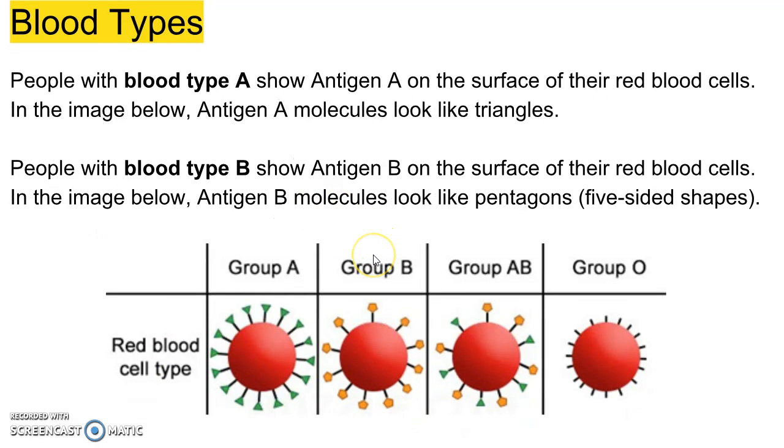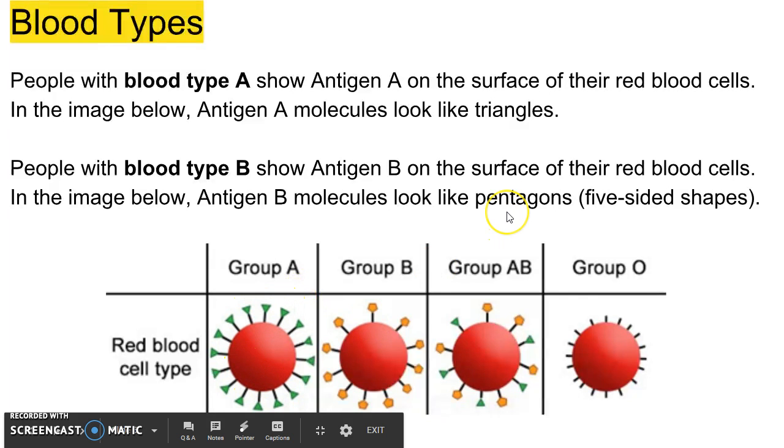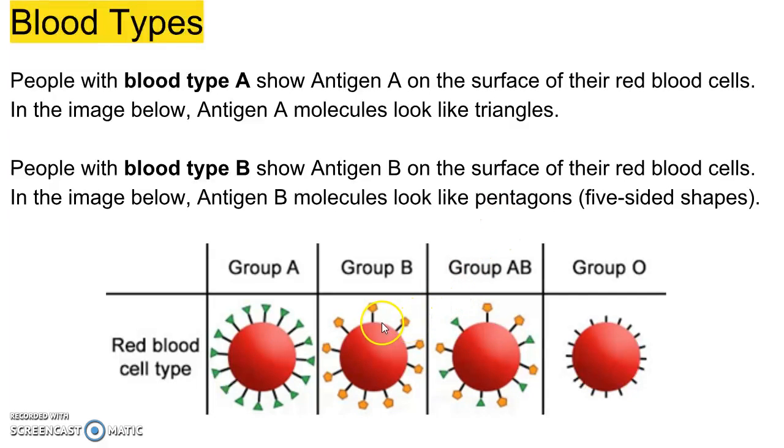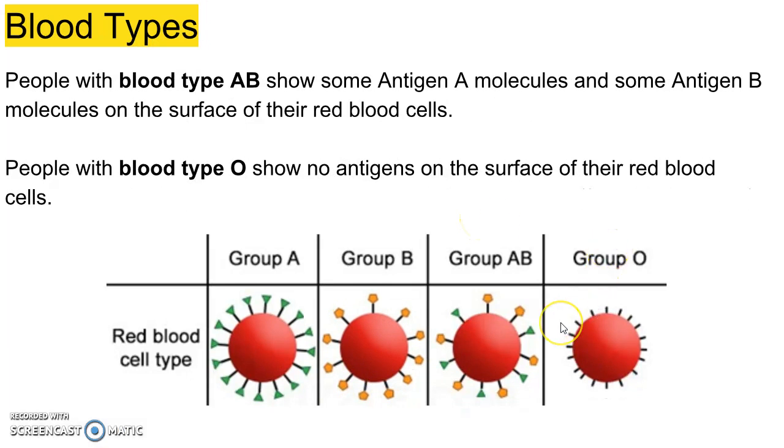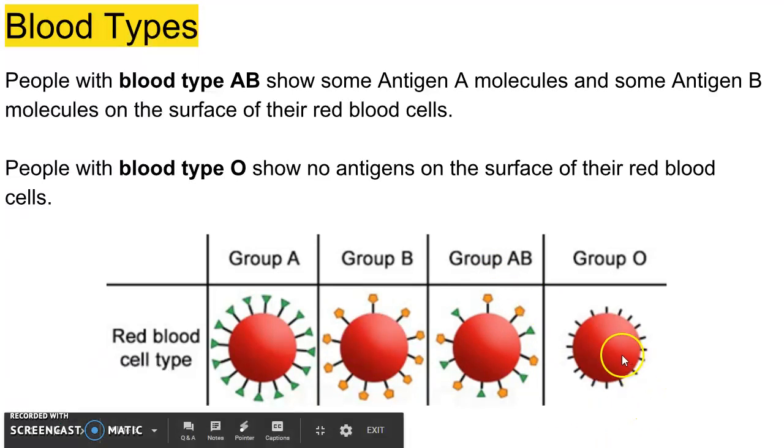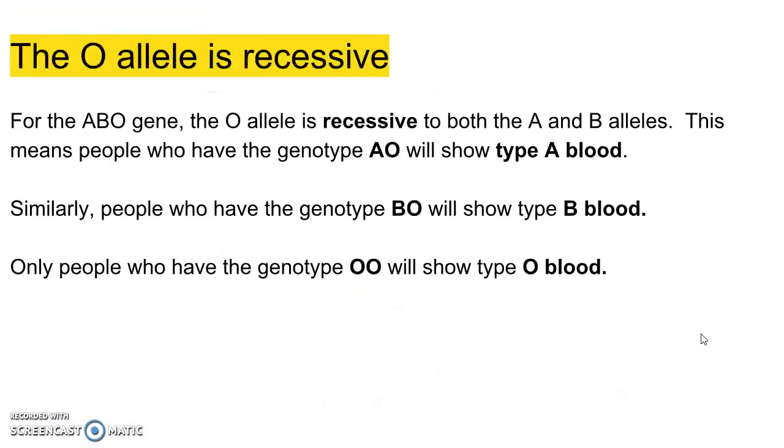Okay. If you have type A blood, you're going to show antigen A, the little green triangles, on the surface of your red blood cells. And if you have blood type B, you're going to show antigen B molecules on the surface of your red blood cells. If you have blood type AB, you're actually going to show some antigen A's, the little green triangles, and some antigen B's, the little orange pentagons. And if you have blood type O, you're not going to show either antigen A or antigen B.